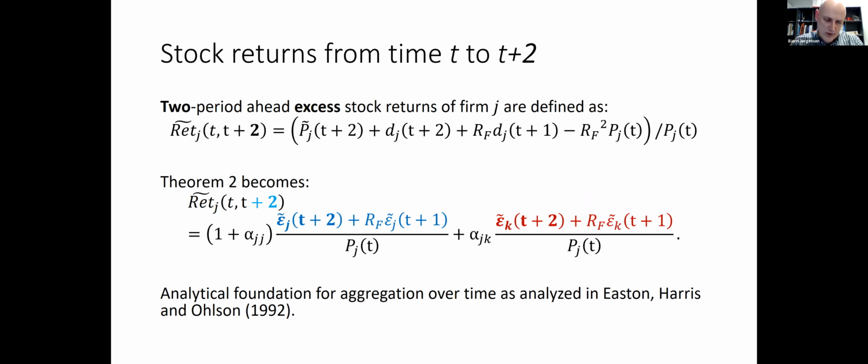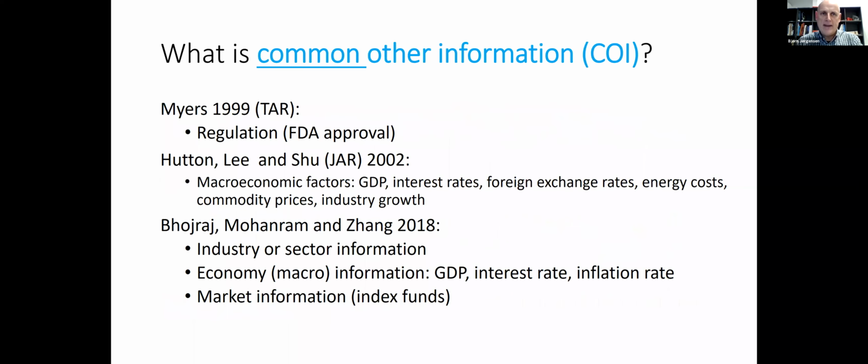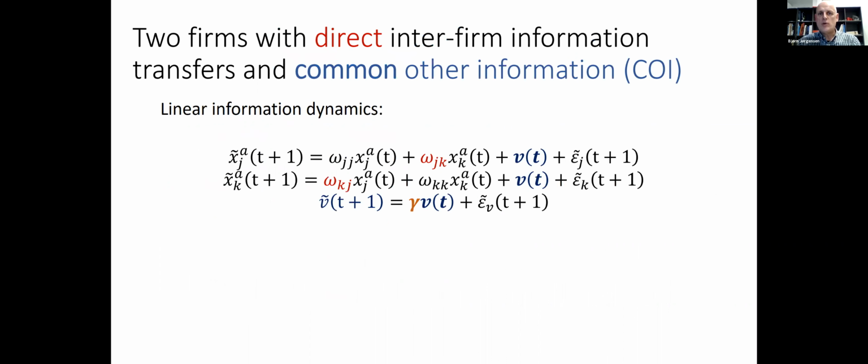And then we can do sort of the Easton, Harris, and Ohlson, that we can ask the question, what happens to stock returns when you go, instead of 1 year ahead stock returns, do 2 year ahead stock returns? And now we turn to other information and we consider 2 cases. In the first case, we consider common other information like regulation, macroeconomic factors, industry or sector information that is considered in the prior literature. And so to model other information, again, we follow Ohlson.